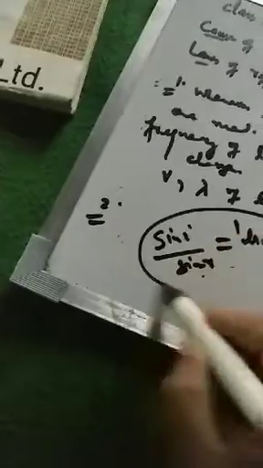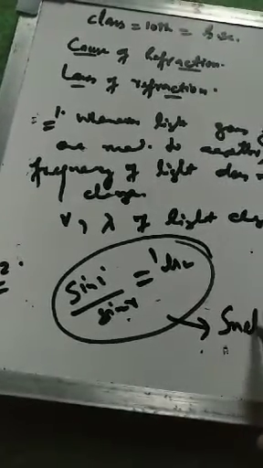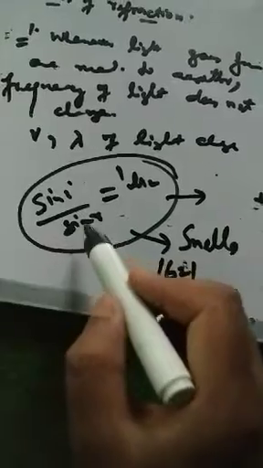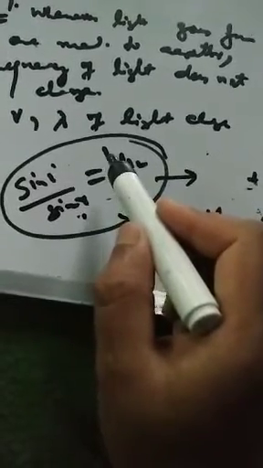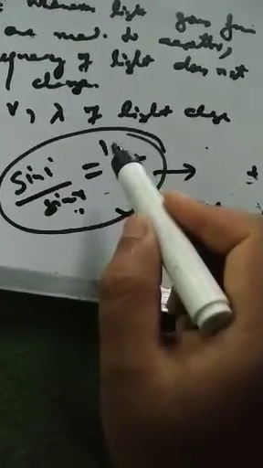This is actually the second law of refraction. It is also called Snell's law of refraction. It was discovered by Snell experimentally in 1621, and it is named after him. It states that the ratio of the sine of the angle of incidence to the sine of the angle of refraction is constant for light of a given color and for the given pair of media in contact.